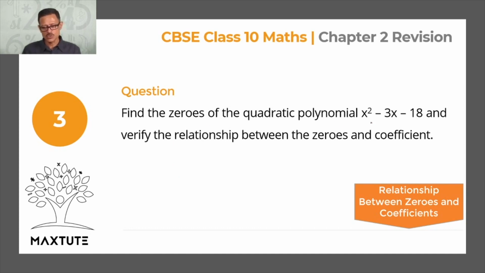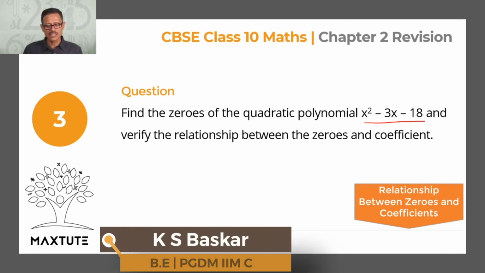Find the zeros of this quadratic polynomial. Obvious way to go about it is by factorizing. Let's do that. And then they're asking us to verify the relationship between the zeros and the coefficients. Let's get this first part done here, right?